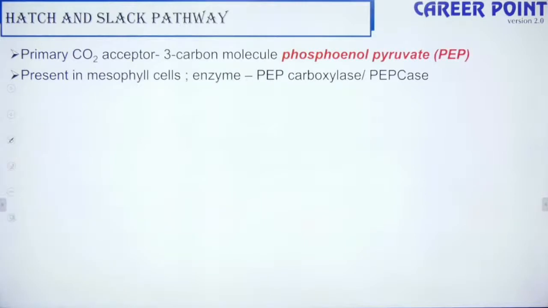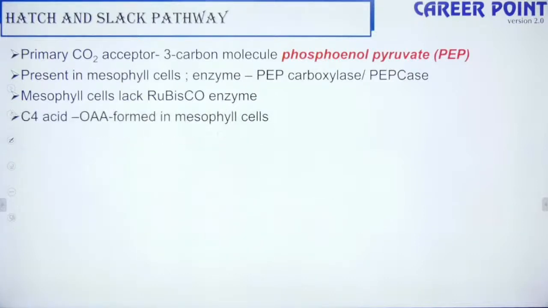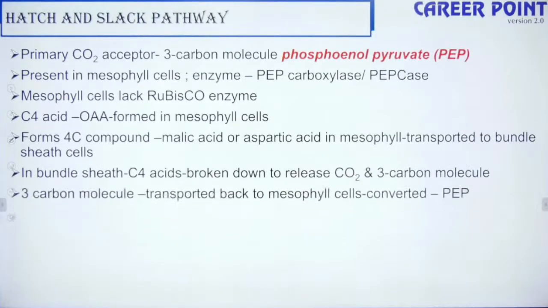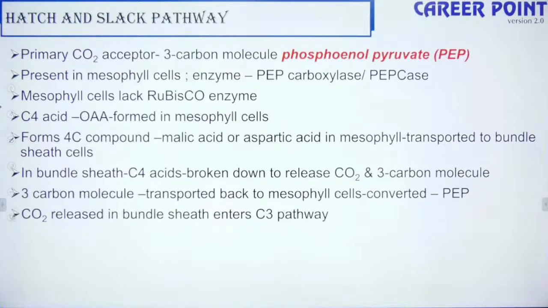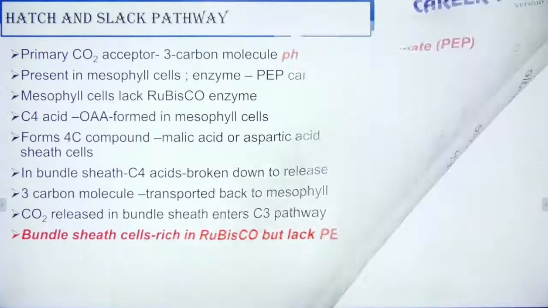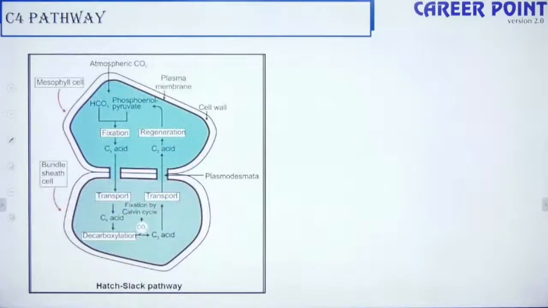Okay, so these are present in the mesophyll cells. The enzyme PEPcase or PEP carboxylase is used here. Mesophylls lack the Rubisco enzyme here. Fine? Your C4, because the first stable compound formed is your oxaloacetic acid. Okay, we'll see how it happens. Bundle sheath cells are rich in Rubisco, but they lack PEPcase here. So this is your C4 pathway.